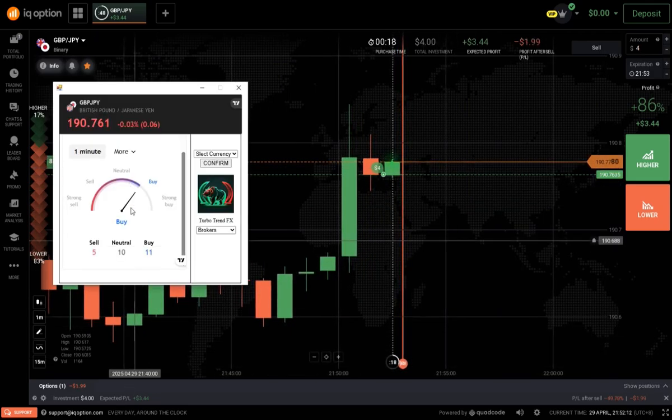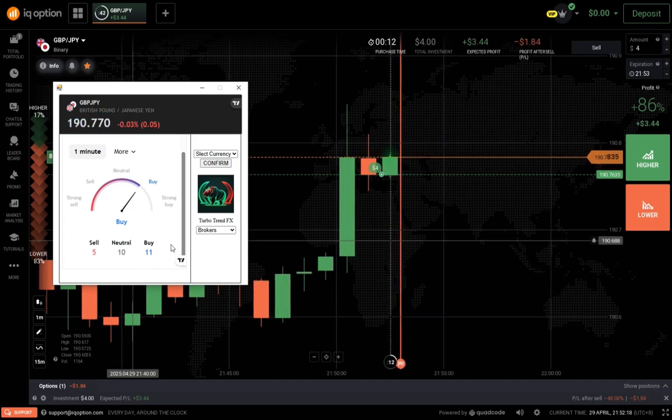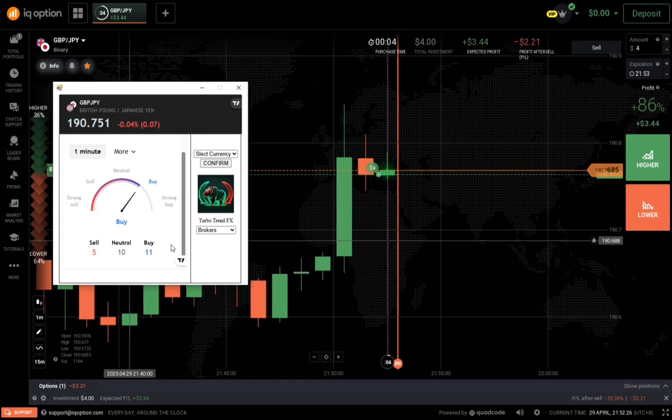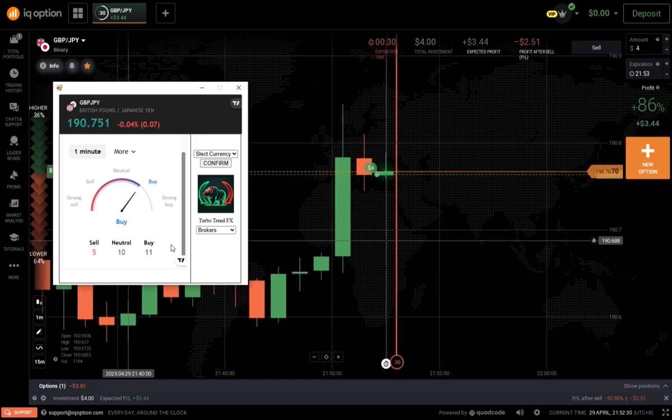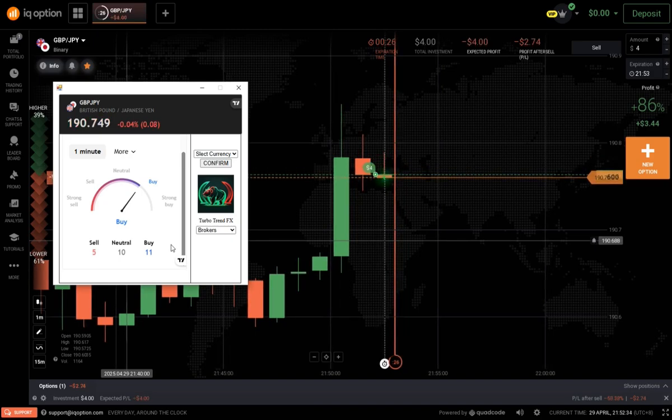And now I will explain the reasons I made the purchase of higher. I chose the higher option solely because of the signals from TurboTrend. I did not use any additional indicators or other tools. TurboTrend showed a fairly strong bullish signal, and in my experience, such signals are often followed by a price movement in the same direction. So my strategy is simple: follow the signals, trust the system, and make decisions quickly.